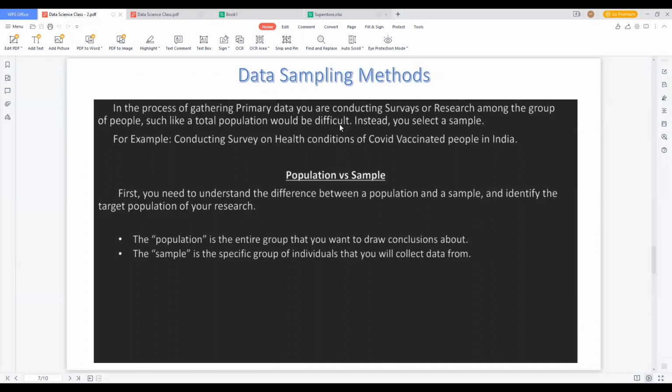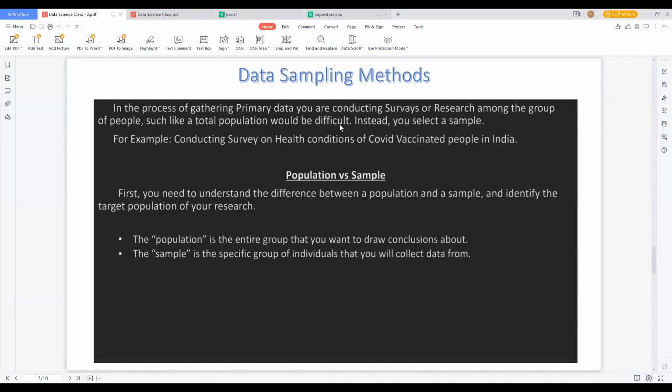So it will be very difficult to reach out to each and every person and gather the data there. So we have to select a sample set of the data. Like we can gather the data out of the 50 crores population. So among those who already took the Covishield, you might gather the data from 5 lakh people, right? So that is a sample.